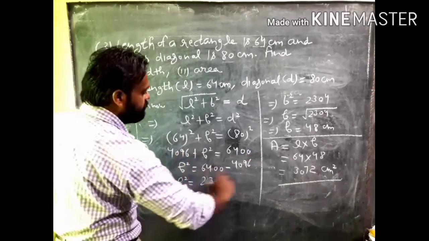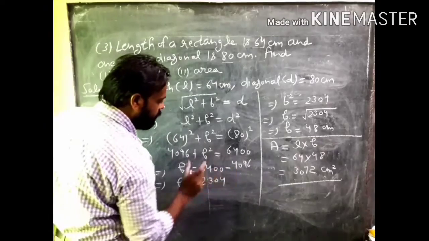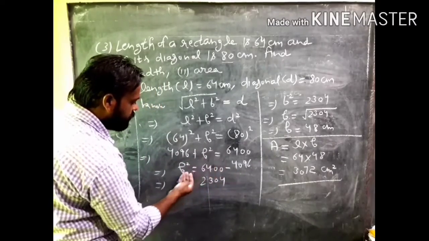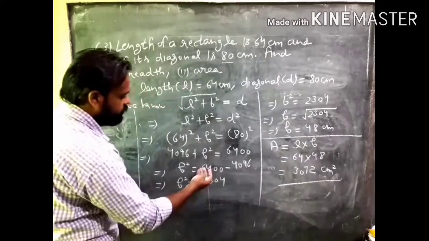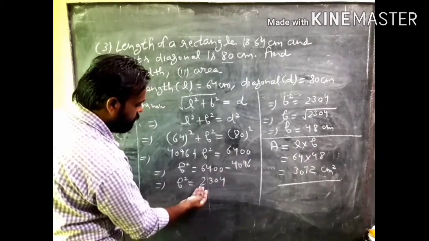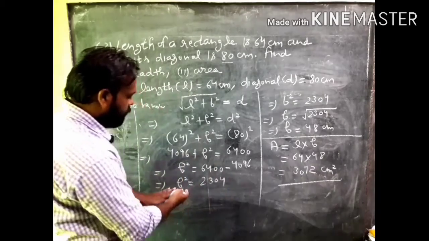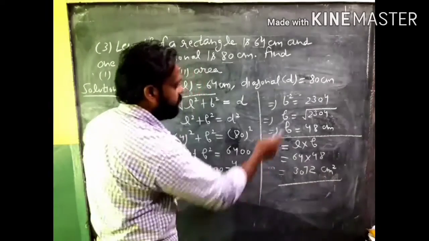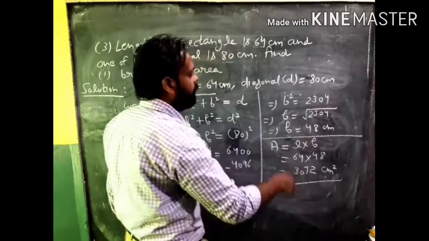When we take this to the other side, it has a positive sign here, it will become negative. So it will become B square is equal to 6400 minus 4096. After subtraction you can see it will become 2304, the value of B square. So now you can see from here that B square is equal to 2304.